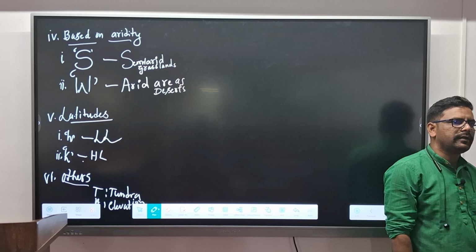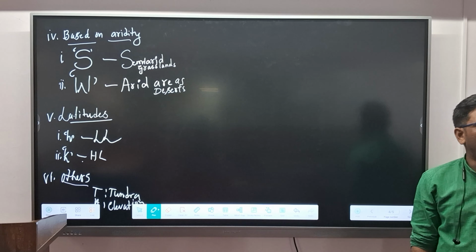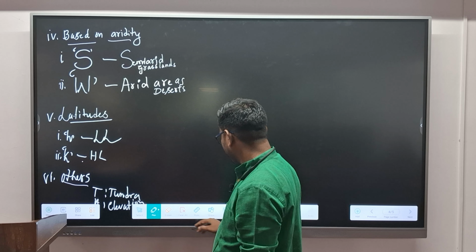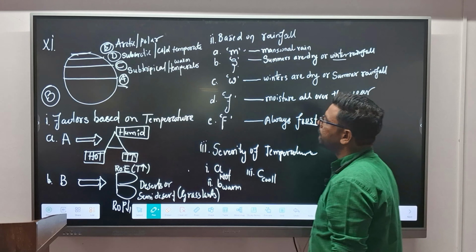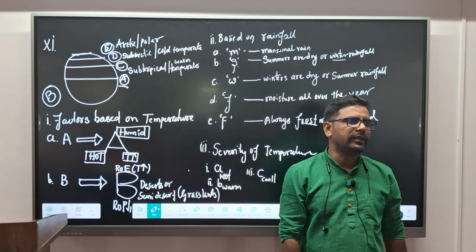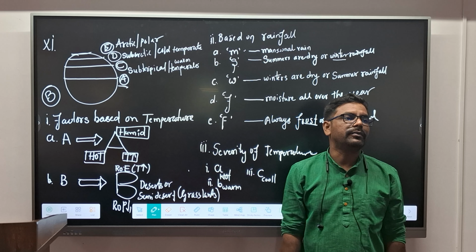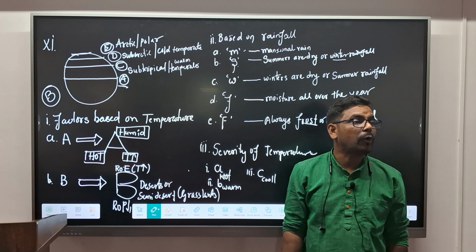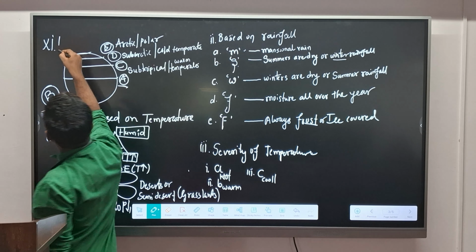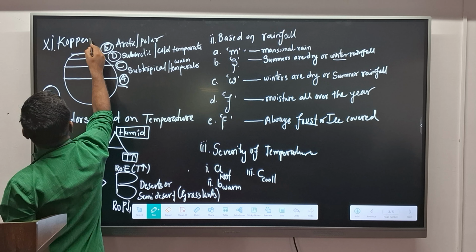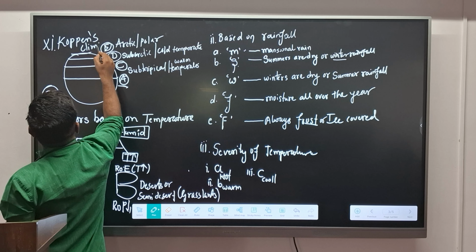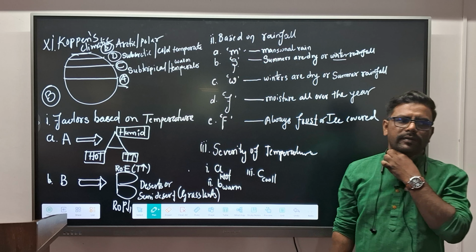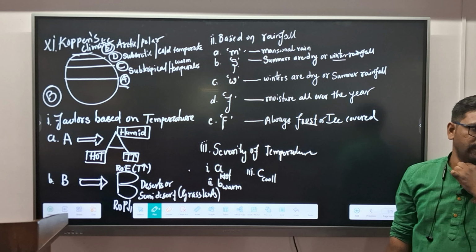Right? Similarly, all these are given by Vladimir Koppen. That's why it is called Koppen's climatic classification. Do you understand? Yes. Now tell me.